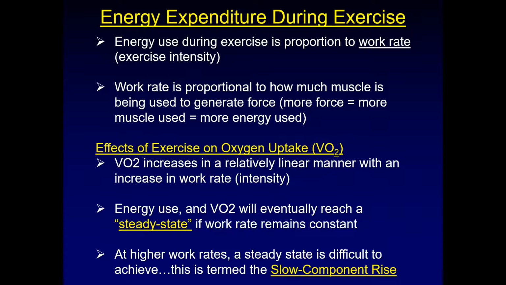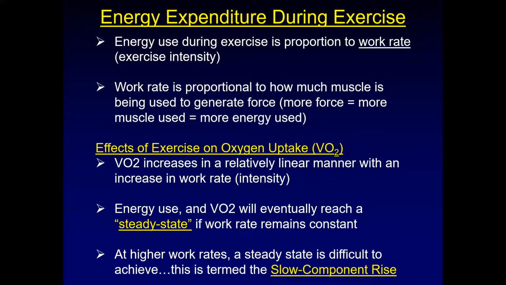Okay, VO2 increases in a relatively linear manner with an increase in energy. So if you go from rest to walking, to jogging briskly, to almost sprinting, to sprinting, your force output from your muscles goes up like this, and correspondingly, your oxygen consumption, your aerobic metabolic rate, is going to track right. Okay?